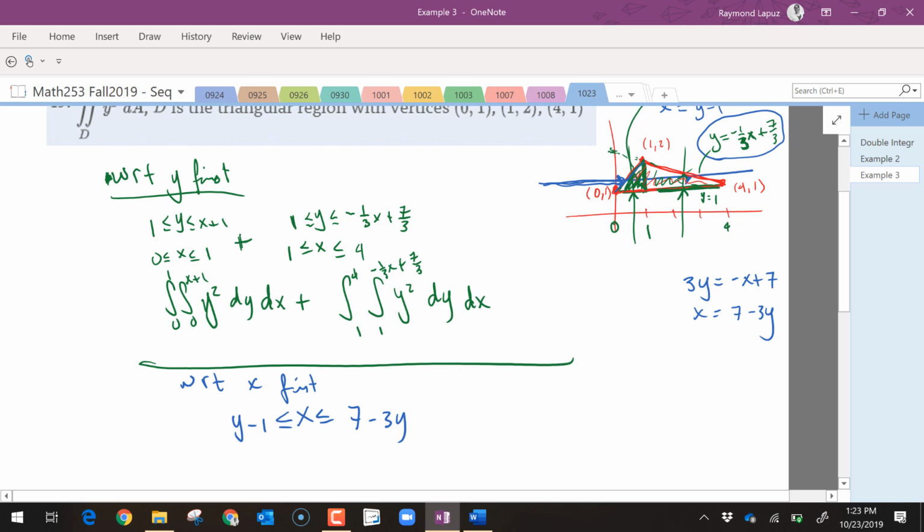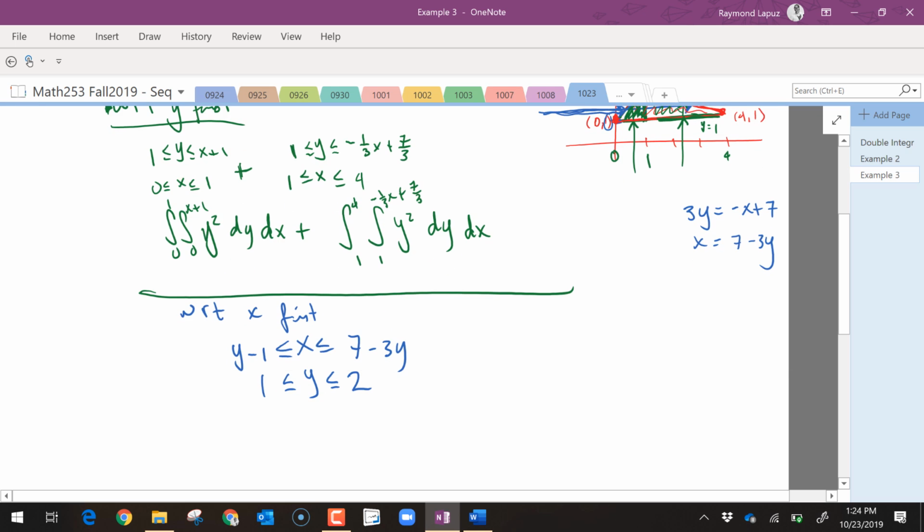What are my other limits, y limits? So y is from 1 to 2. So y is equal to 1 here, y is equal to 2, and that's where you end.